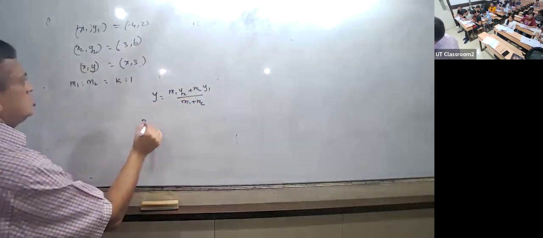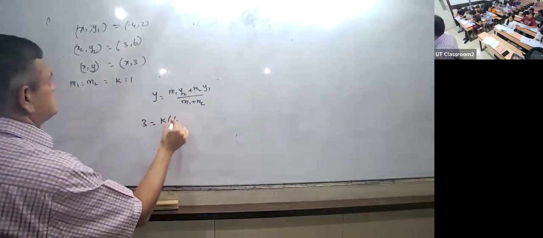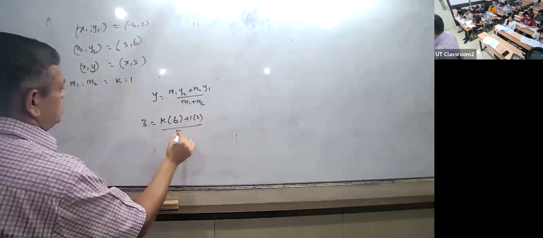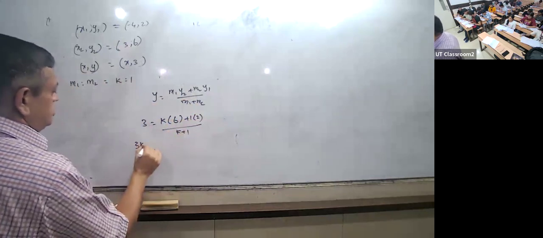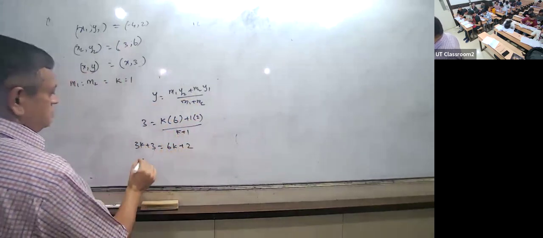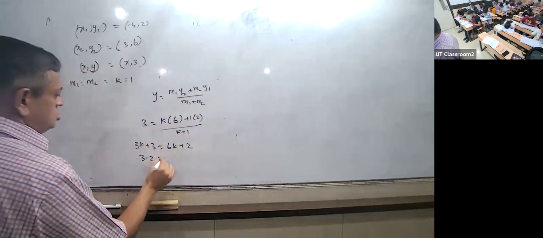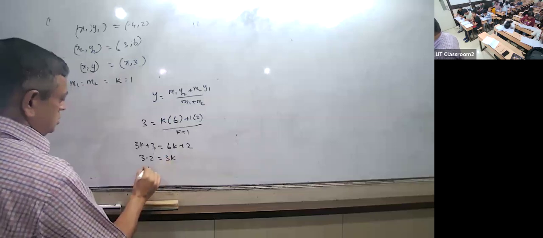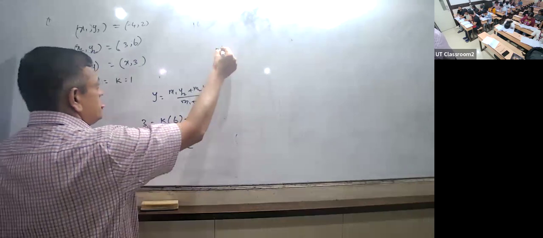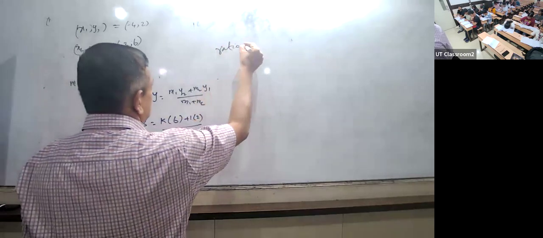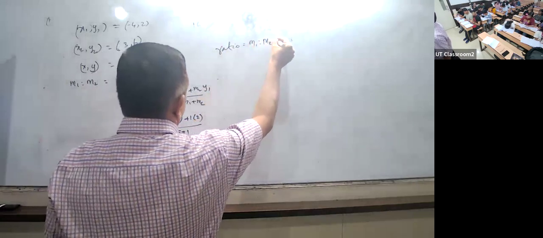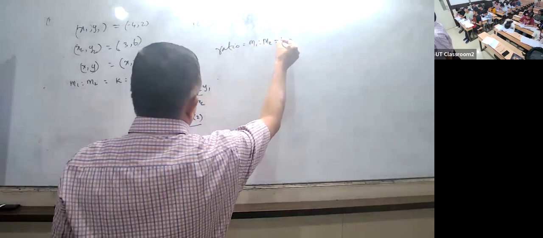That is 3 is equal to k times (6 plus 1 times 2) divided by (k plus 1). 3k plus 3 equals 6k plus 2. That is 3 minus 2 is equal to 3k. 1/3 is equal to k. Therefore, the ratio m1 is to m2 is equal to 1:3. That is your first answer.